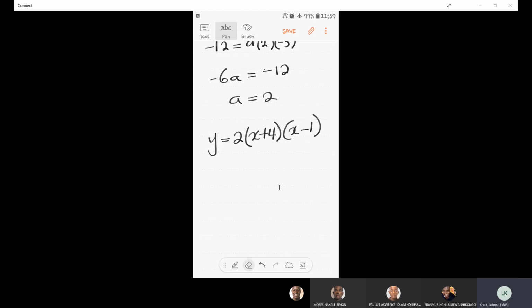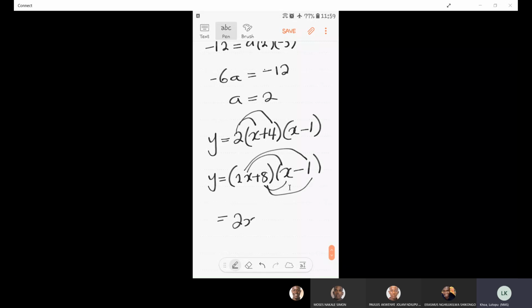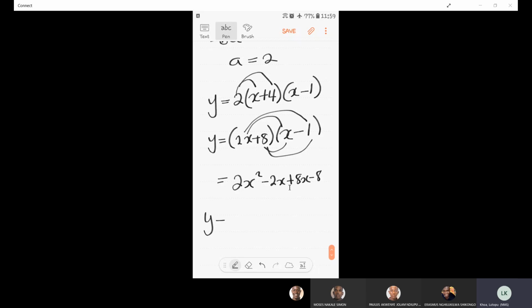So what I do here is I must multiply out. I'll multiply this and write it in standard form. So I have y is equal to 2x plus 8, x minus 1, and then you know how to multiply. So this is 2x squared minus 2x plus 8x minus 8. Then we simplify. We have y is equal to 2x squared plus 6x minus 8.